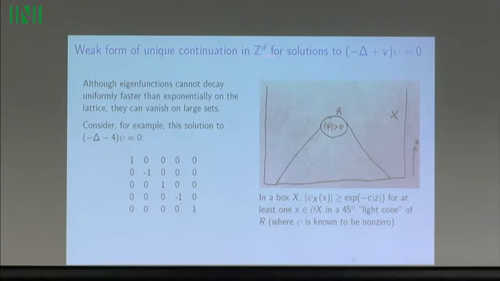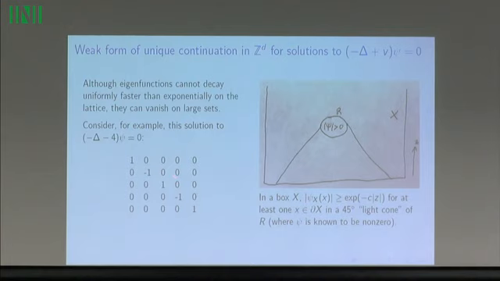So if you want to know what the analogous problem is in Z^d, this has actually been a subject of some work in the last couple of years, there are certainly examples. For example, here's an example in 2 dimensions of a solution to minus Laplacian minus 4 psi equals 0. And it clearly vanishes on a very large set. Of course, if we extend this off to infinity, it's not a normalizable eigenfunction, but at least it shows that things are very different here on the lattice as compared to the continuum.